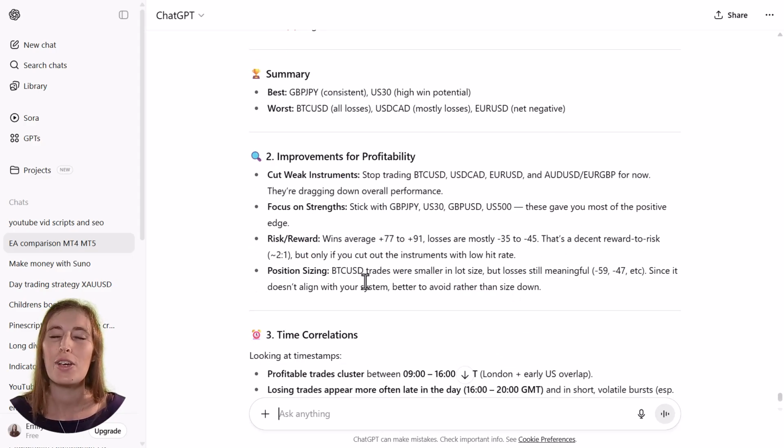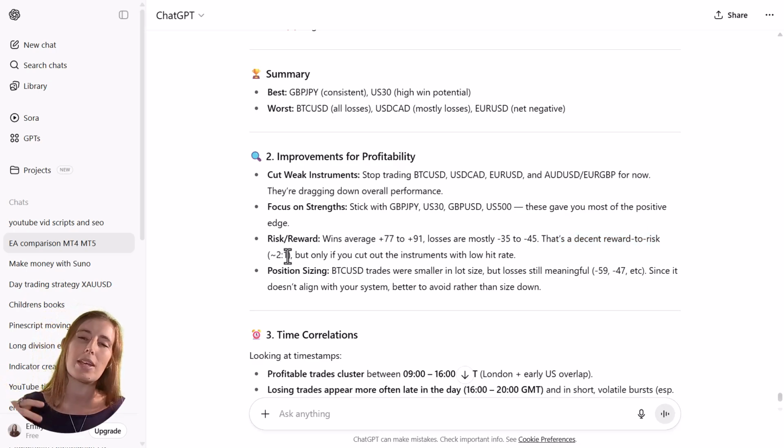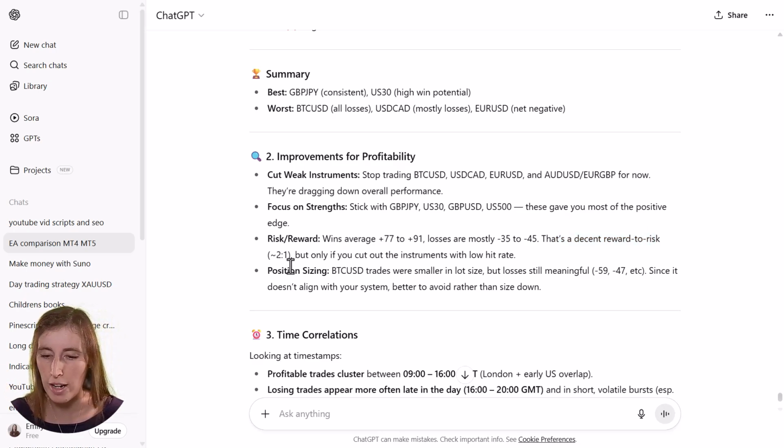Going back to my initial question, improvements for profitability. ChatGPT said to cut weak instruments. And to begin with, I'm going to follow its advice and stop trading Bitcoin, which hasn't proved profitable at all. It's saying that it's a decent reward to risk ratio. I'm using 2-to-1, so I'm looking to make double what I am risking for the trade. And it's just commending the position sizing, which I have coded to risk no more than 1% of my account.